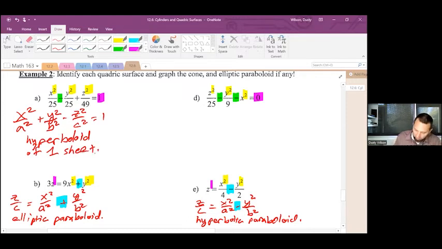And then in D, I notice that we're equal to 0. So we have all those squares and we're equal to 0. That means the origin must be included in this particular equation. So we're of the form z squared over c squared equals x squared over a squared plus y squared over b squared. Notice that in the equation that's given, everything is moved to one side, which is why you have equals 0. But this would be the equation of a cone.